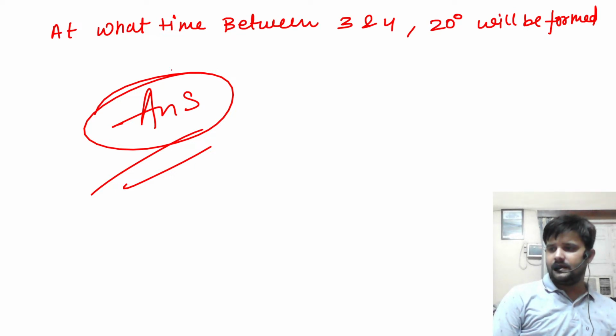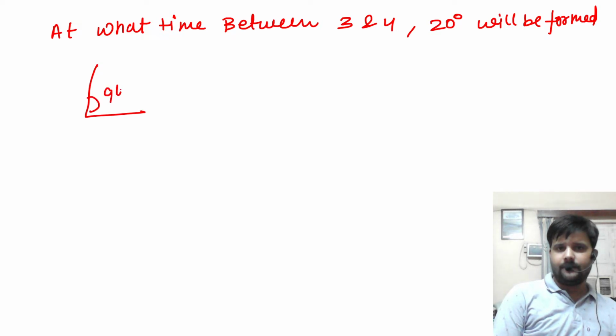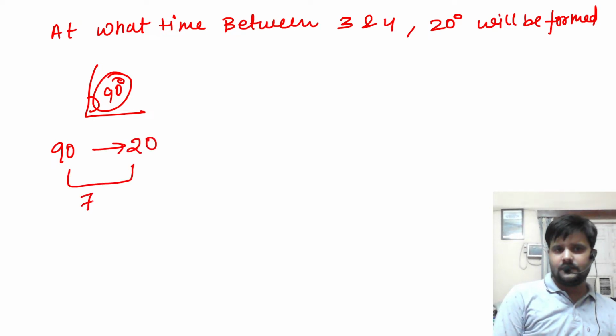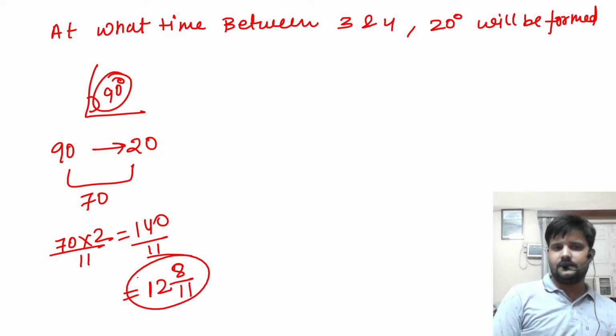Okay, Sumit answered it. I don't know if it is correct or not, but let's see. So at 3 your angle will be 90. The first instance is from 90 to 20, so you have to cover 70. So 70 at a speed of 5.5. I am directly writing 70 into 2 by 11, so it is 140 by 11. 140 by 11 tells you that it is 12 8 by 11. This is the first instance. Sumit's first instance is correct.